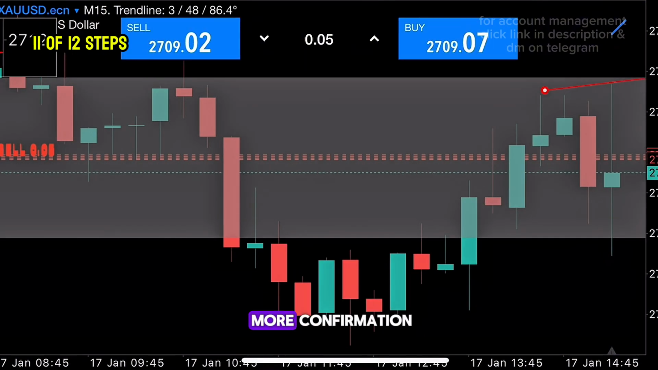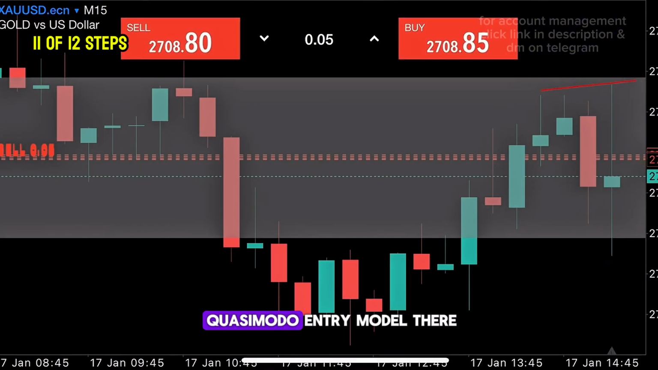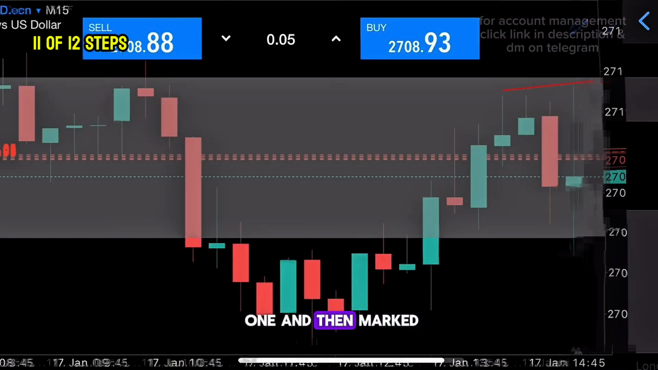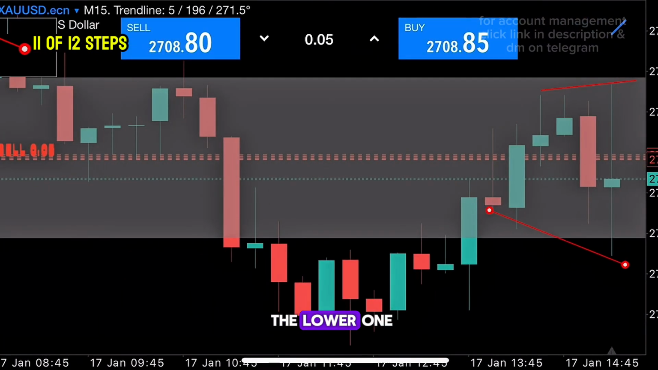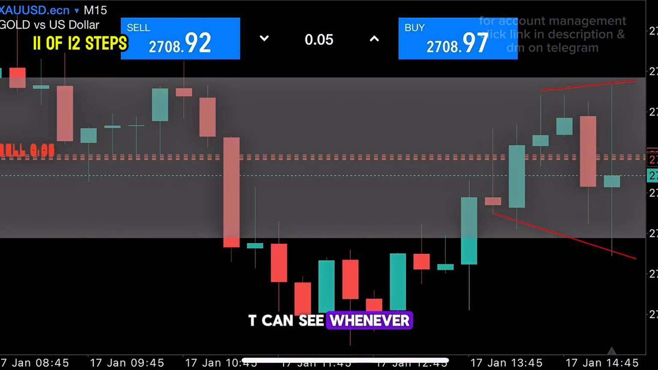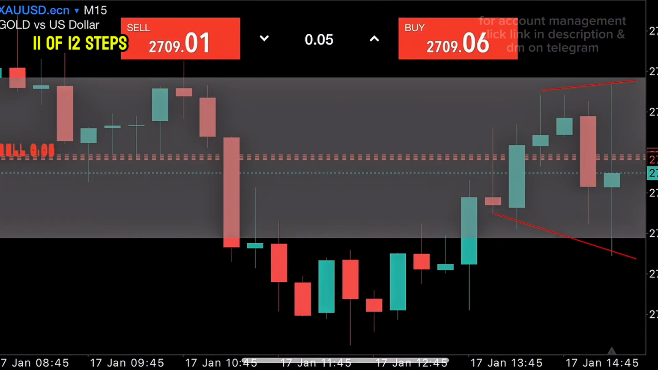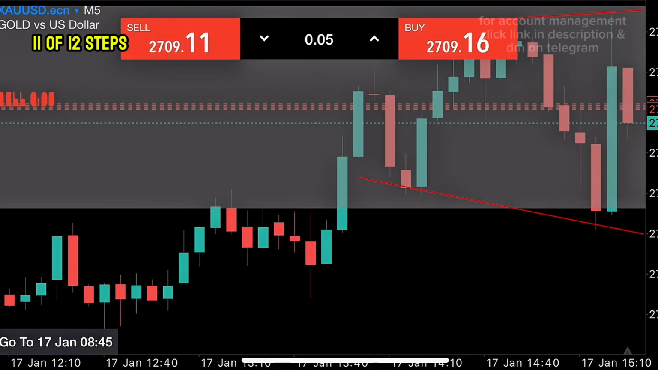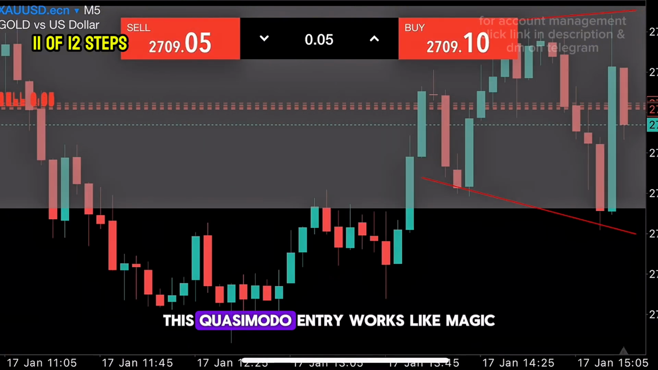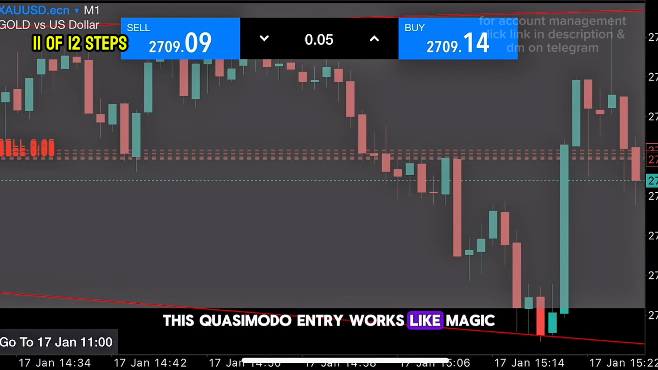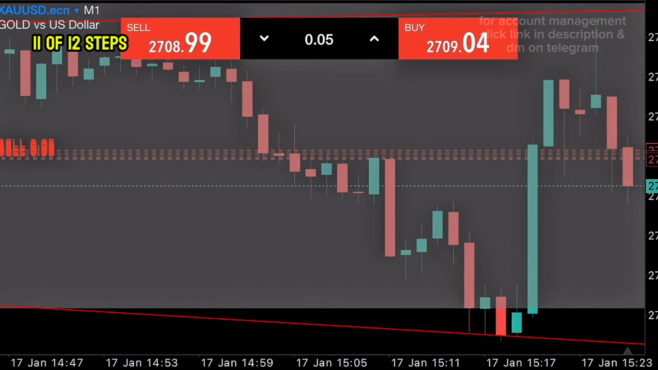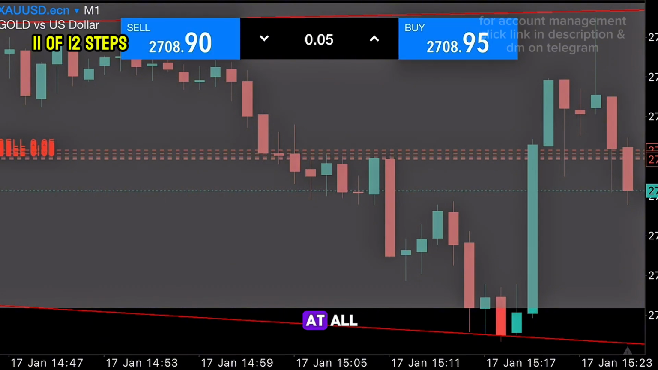That's why you need more confirmation, which is that Quasimodo entry there. I marked the top one and then marked the lower one there. You can see whenever stuff like that happens, there's a high probability price is going to drop. Like, this Quasimodo entry works like magic there. You can see that as fast as it just formed, it started dropping very fast. It does not even waste time at all.